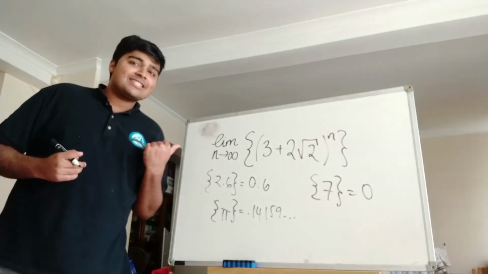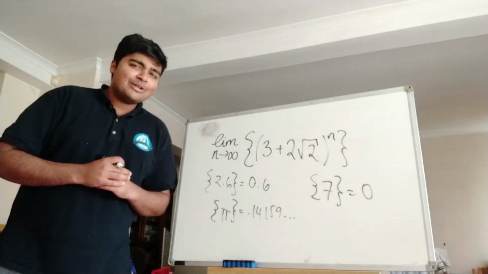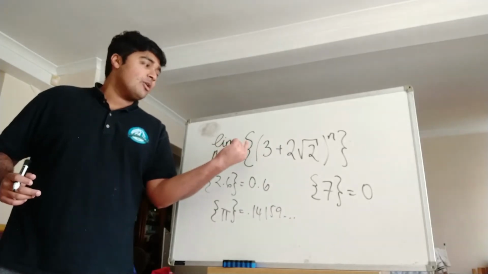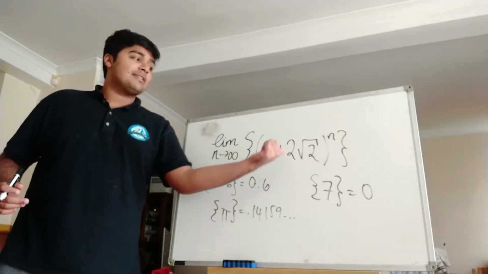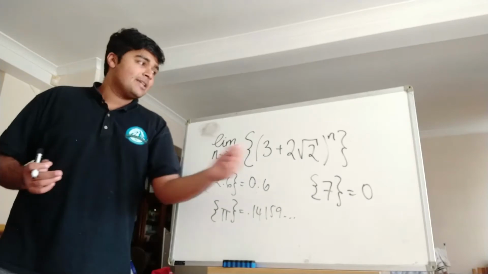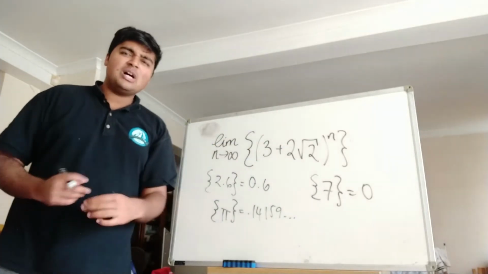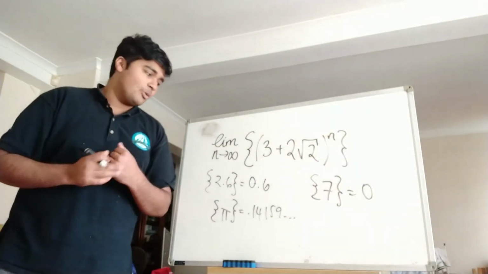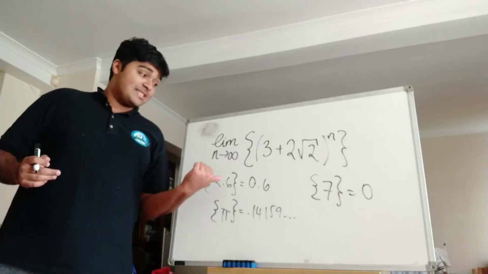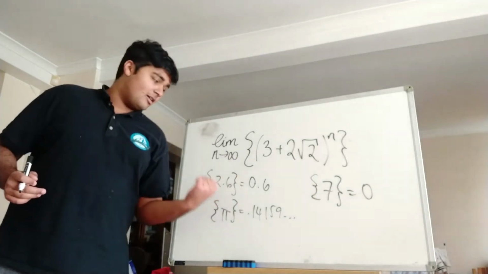Today I've got an interesting problem involving limits. We want to compute the limit as n goes to infinity of the fractional part of (3 + 2√2)^n. And so these curly brackets here mean fractional part, so that's simply the bit after the decimal point. So for example, the fractional part of 2.6 is just 0.6, so the bit after the decimal point.